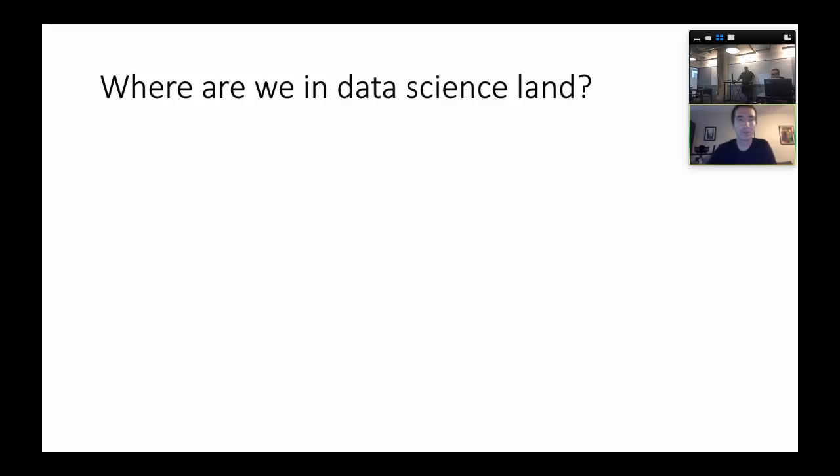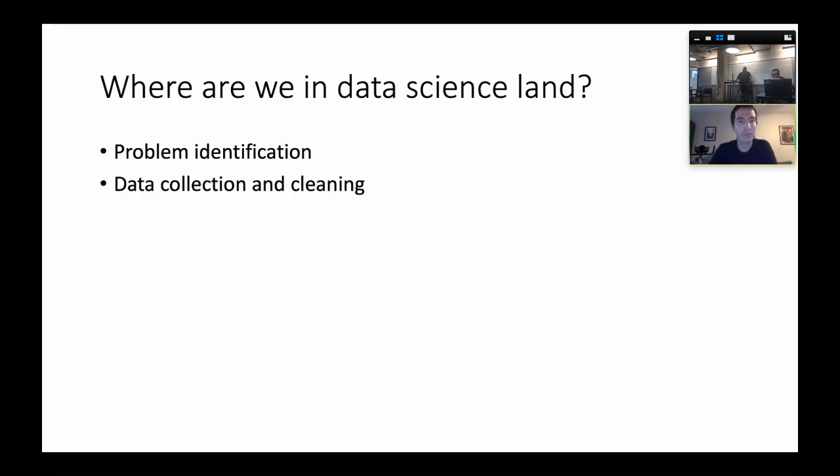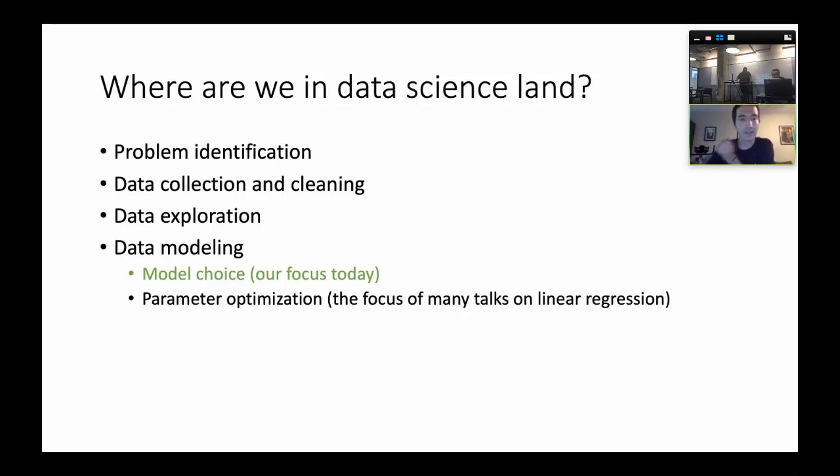I think it's good to start by orienting ourselves about where we are in data science land. This is my version of a slide that you've probably seen in several places that has to do with the life cycle of a data science problem or project. We often start with problem identification, and then we begin to collect and clean data. We may do some data exploration, and then return to the cleaning. And once we have a reasonably clean data set, we're going to start with the data modeling process. That's where we are today.